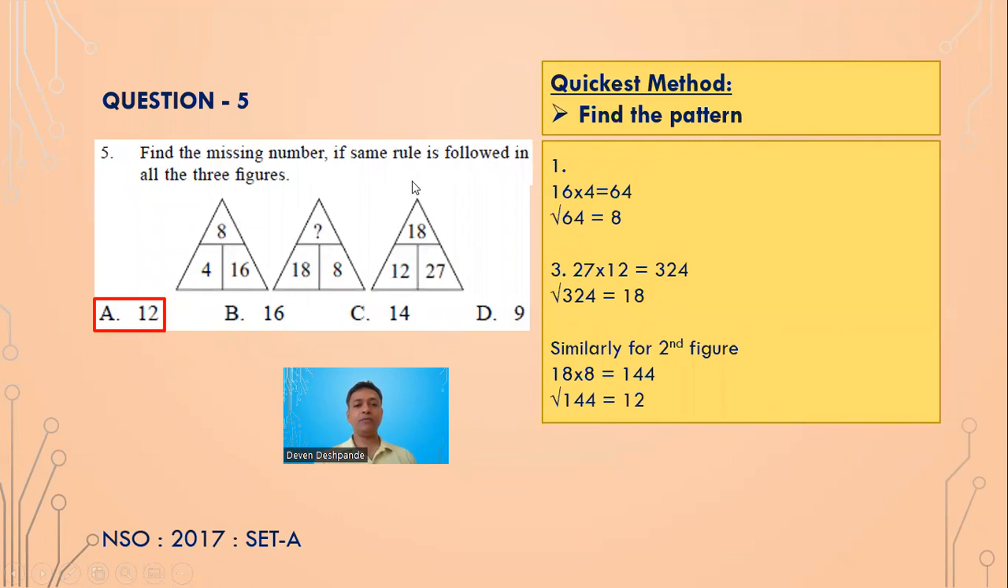Find the missing number if the same rule is followed in all the 3 figures. Again, you have to find the pattern, and this was a very good question. So 16 into 4 is 64, and the root of 64 is 8, because 8 8s are 64, isn't it? 27 into 12 is 324, and the root of 324 is 18, because 18 18s are 324. Similarly, 18 into 8 is 144, and the root of 144 is 12. So the question mark is 12.